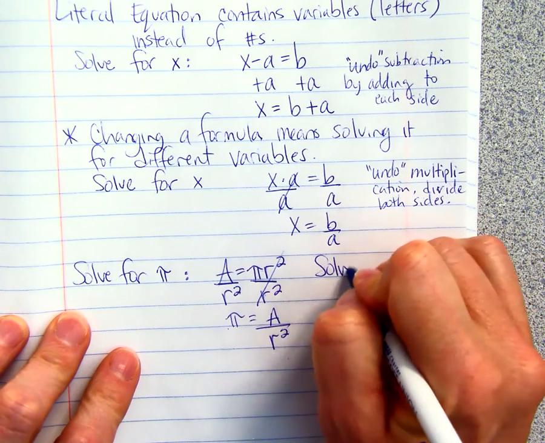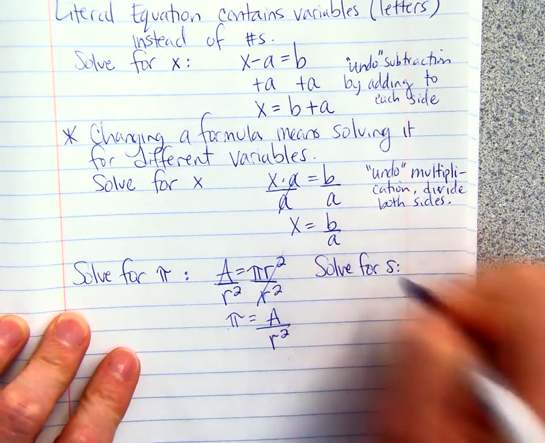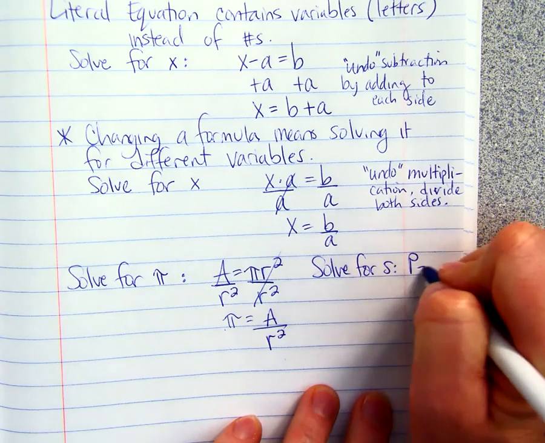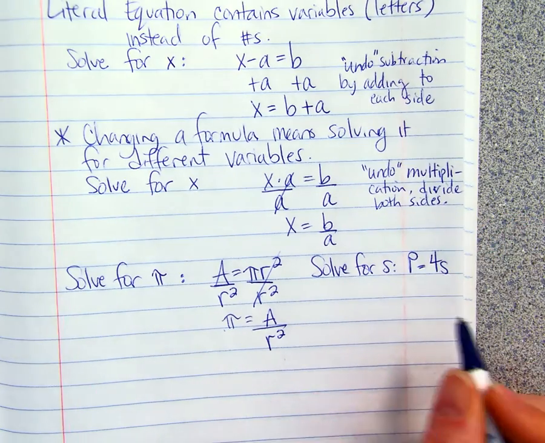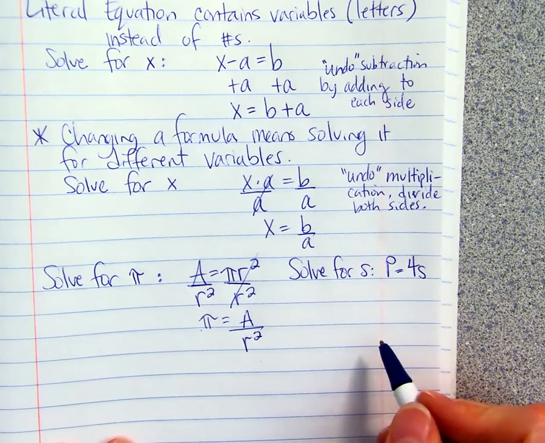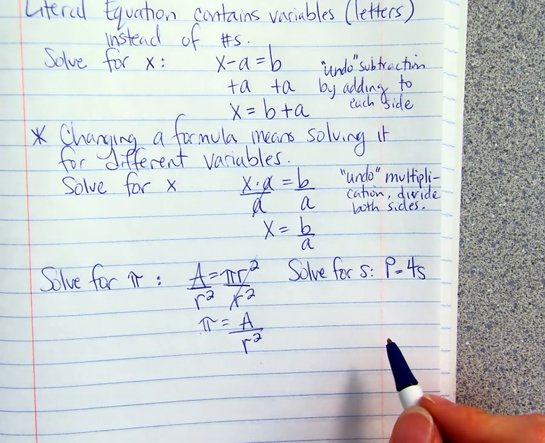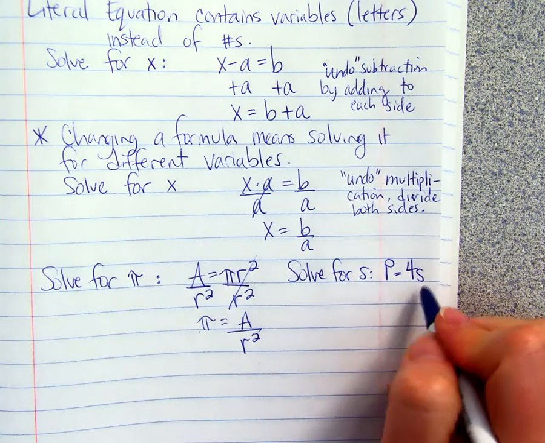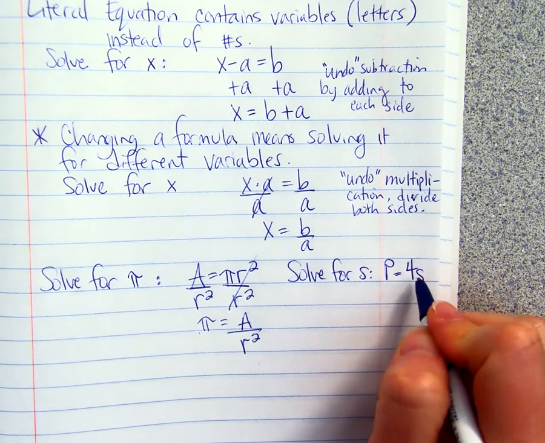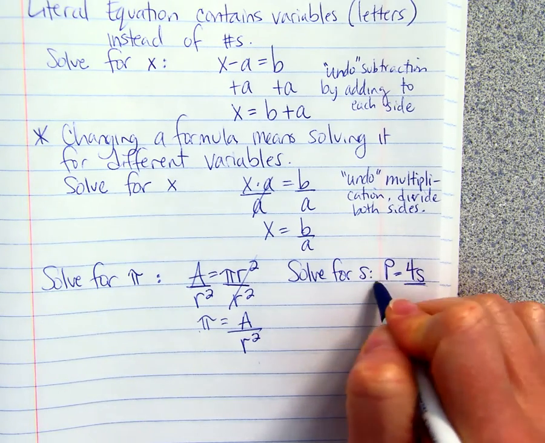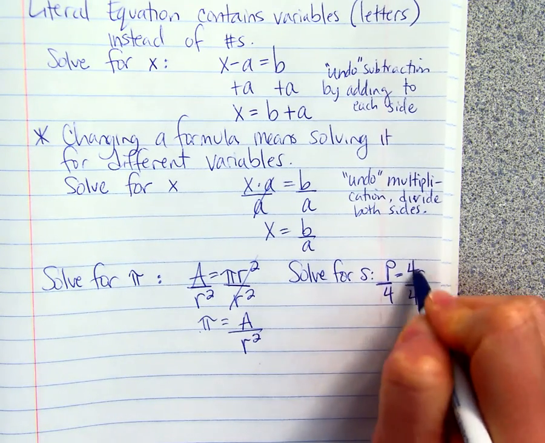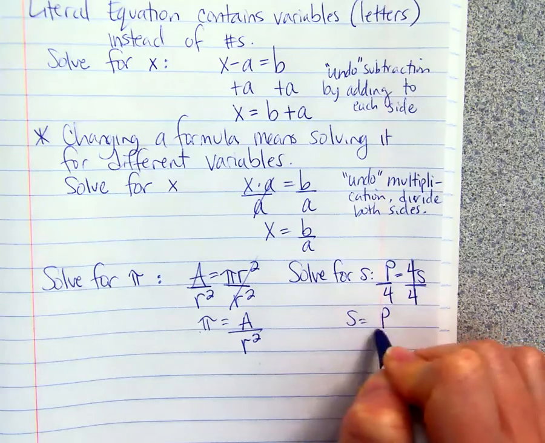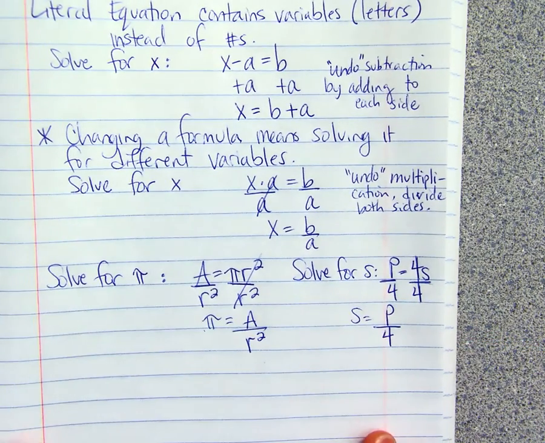Here's another example. Solve for s. P equals 4s. Any idea what this is a perimeter of, if you just do 4 times the side length? Luke? Square. It's a square. Excellent. We're solving for s. So first we have to find s in our equation. It's over here, and it's multiplied by a 4. So we need to divide by 4, and s equals perimeter divided by 4.